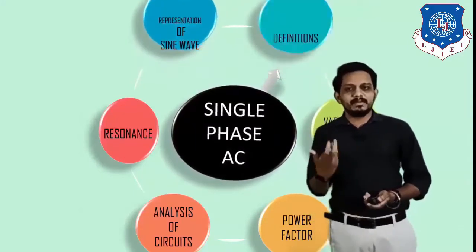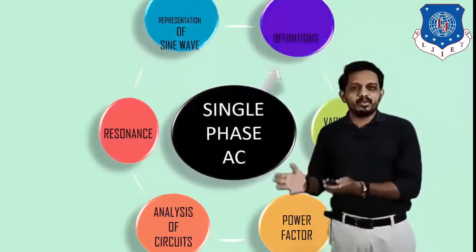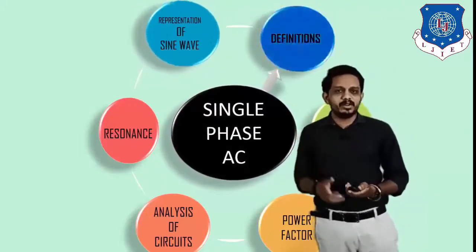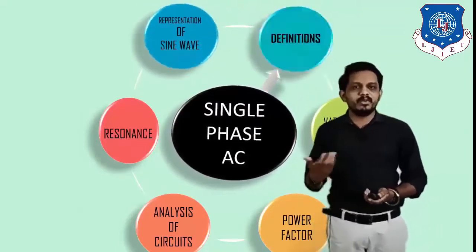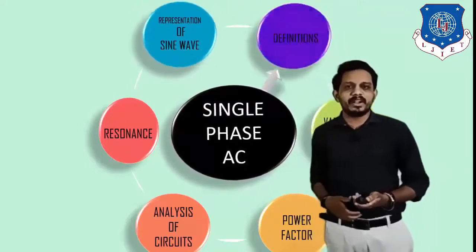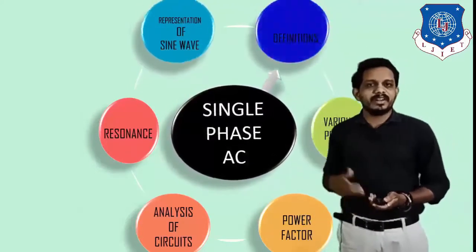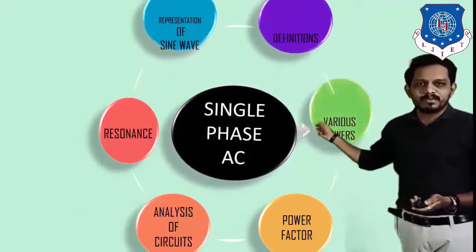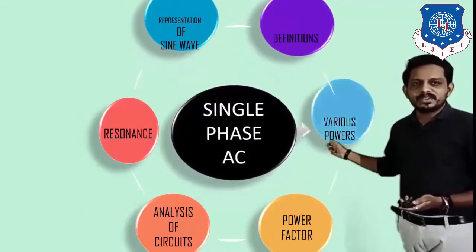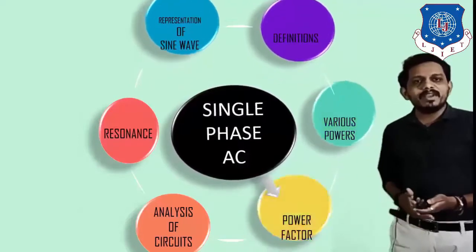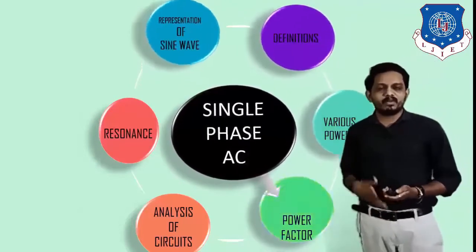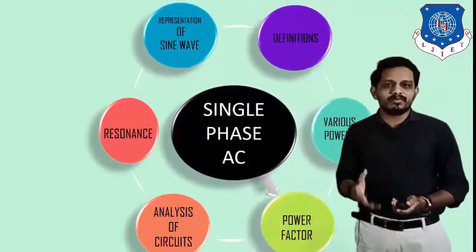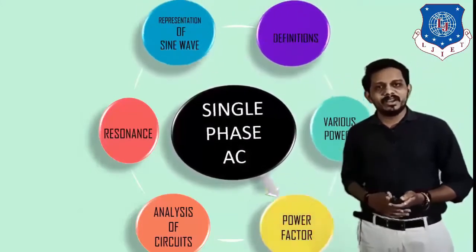Next, we will discuss some important definitions related to voltage and current in a sinusoidal waveform, like RMS value, average value, peak factor, form factor, and other important definitions. Next, we will discuss various types of powers. Next, we are going to discuss power factor: its definition and its importance in any electric circuit.